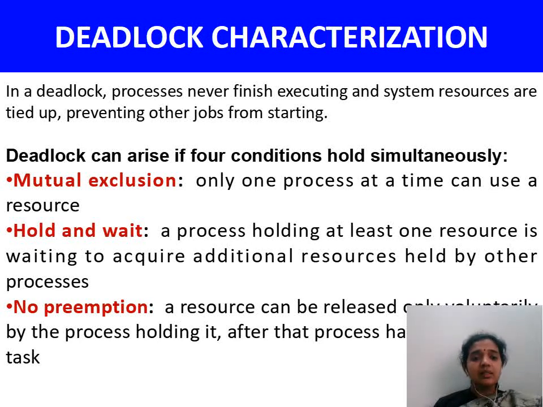The third one is non-preemption. That means a resource cannot be taken from a process unless the process releases it. Once a process is holding a resource, that is, once its request has been granted, that resource cannot be taken away from the process until the process voluntarily releases it.